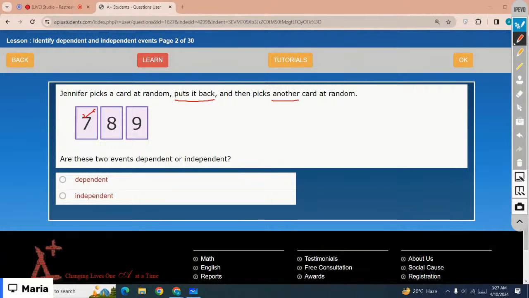If the outcomes of the second event are affected by the outcomes of the first one, that means they are dependent events, right? But if the outcomes are the same, they are independent, right? The correct option is independent.